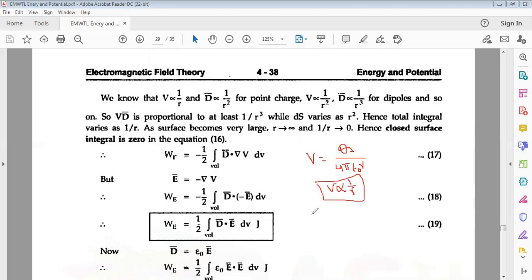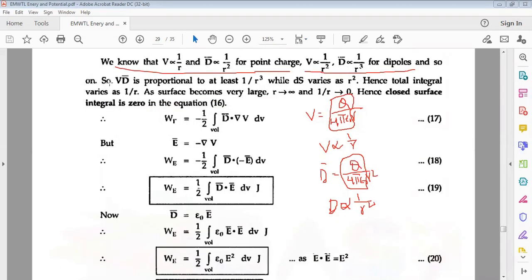And similarly, the electric flux density D bar is equal to Q by 4 pi r square into a_r bar. If it is a constant, D bar is proportional to 1 by r square, for a point charge.